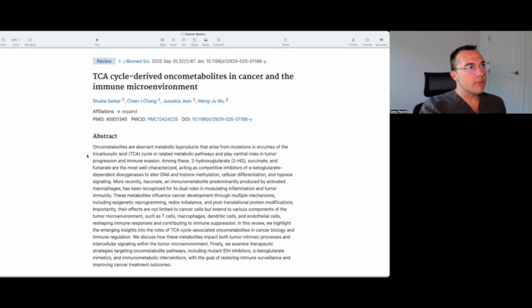Oncometabolites are aberrant metabolic byproducts that arise from mutations in enzymes of the TCA cycle or related metabolic pathways and play central roles in tumor progression and immune evasion.